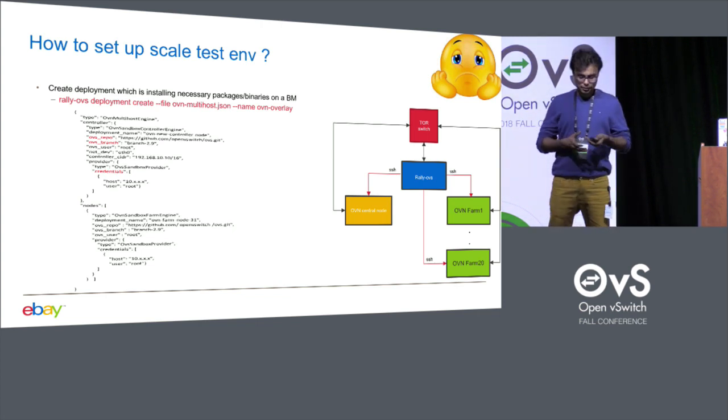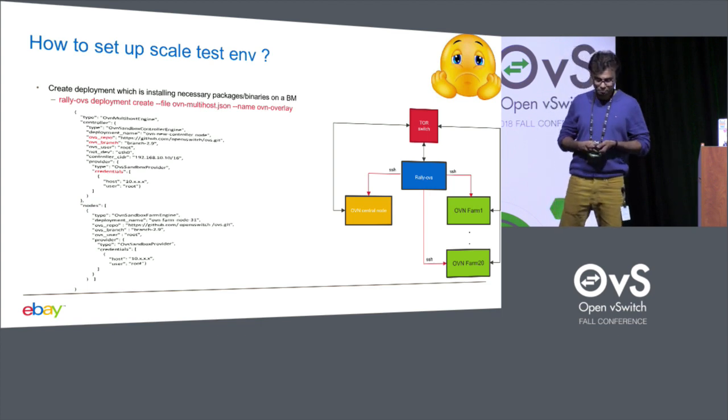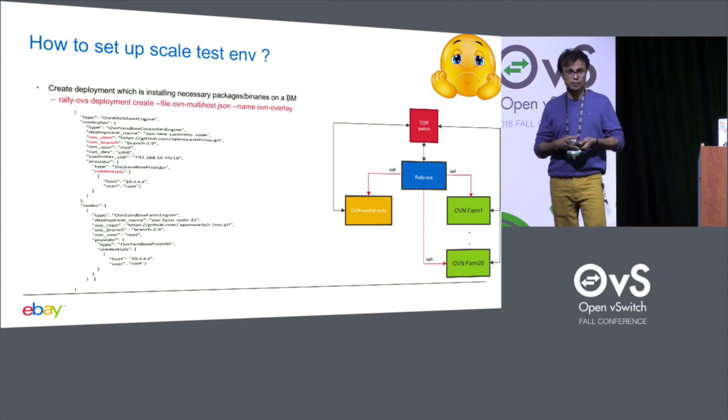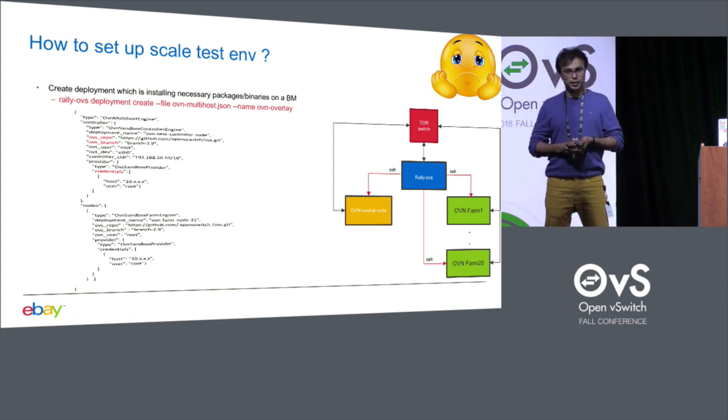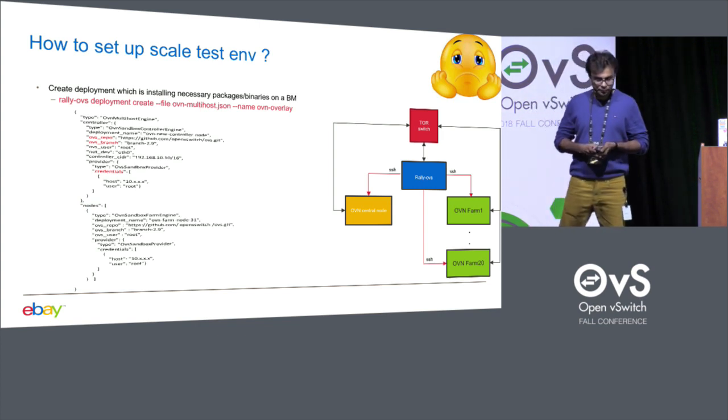So basically, scale test boils down to 3 commands. First is to create the deployment, second is to run the task to start the chassis, and third is to actually create ports and bind the ports to the chassis, so that it's pretty much similar to simulating your virtual machine environment.